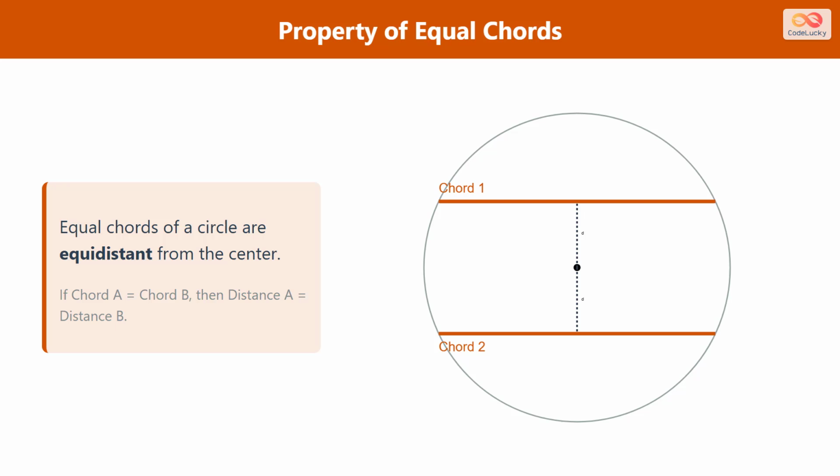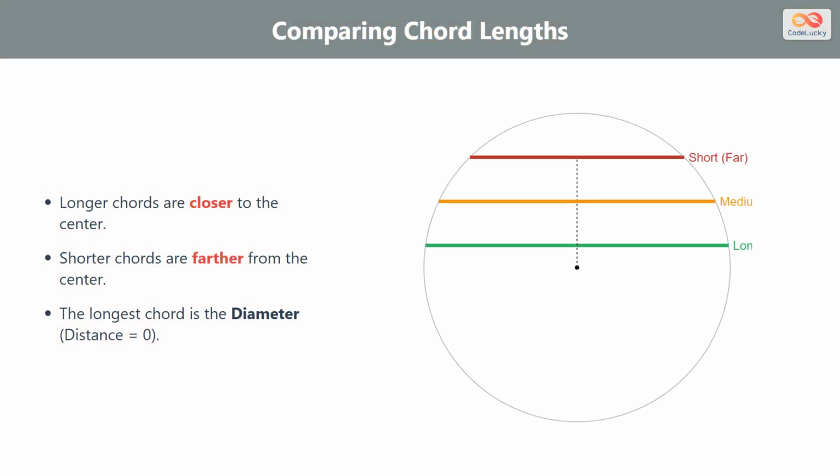Another interesting fact is that equal chords are always the same distance from the center. If you have 2 chords of the same length, they will be equidistant from the center point. There is also a relationship between length and distance. The longer a chord is, the closer it is to the center. Conversely, shorter chords are pushed farther away towards the edge.